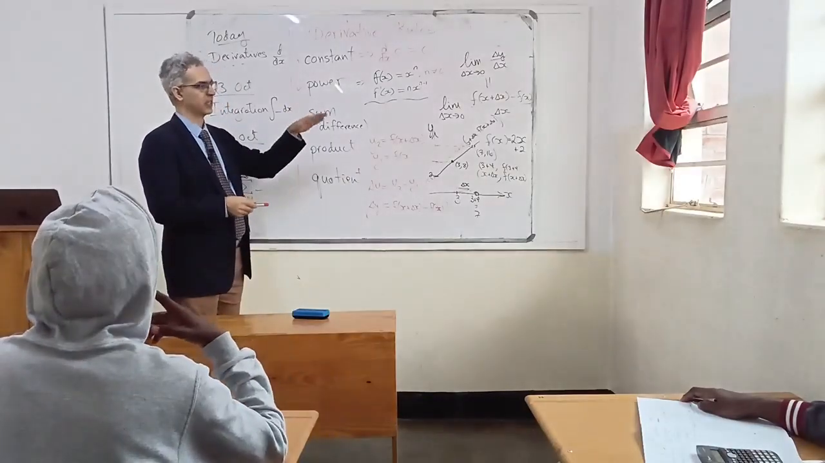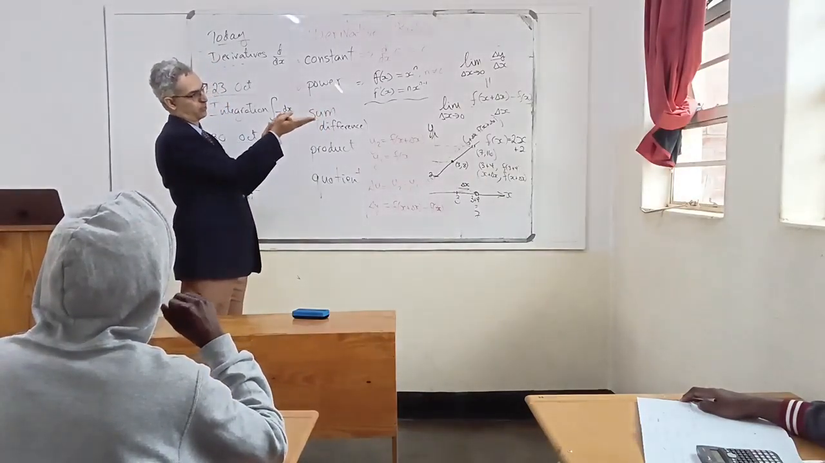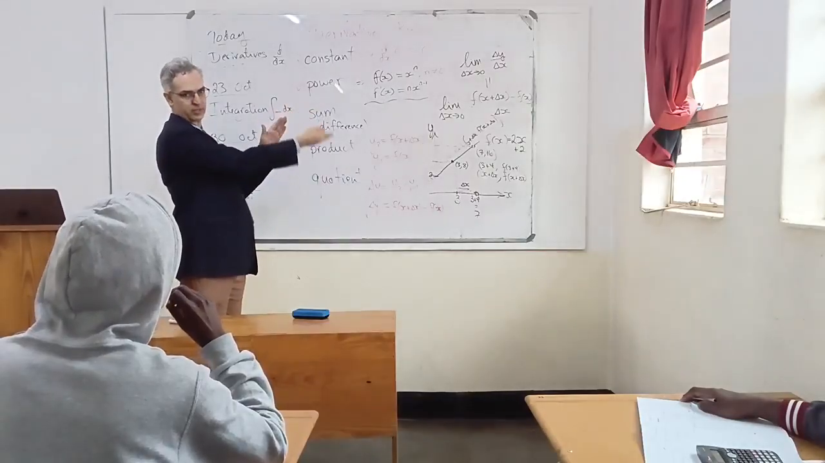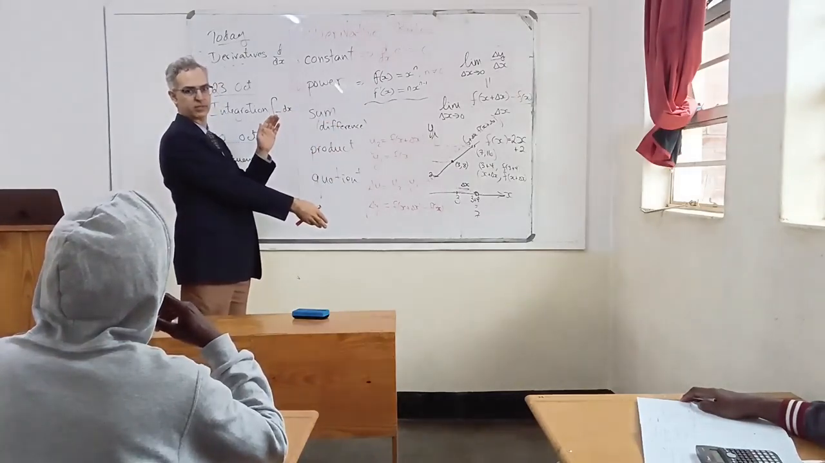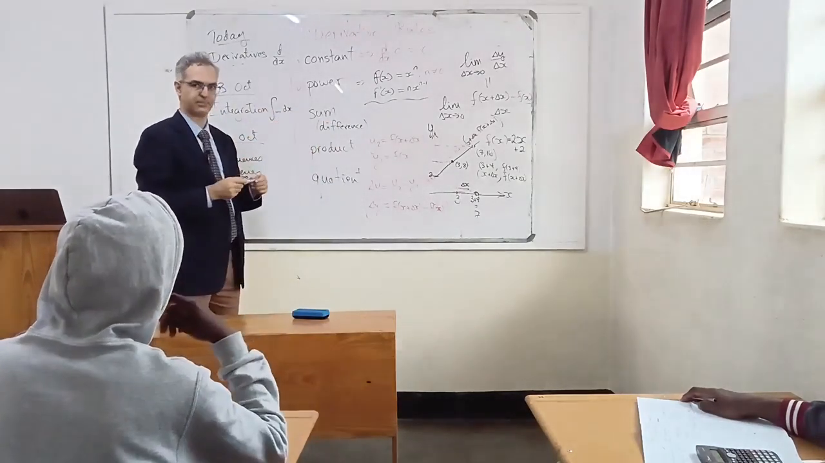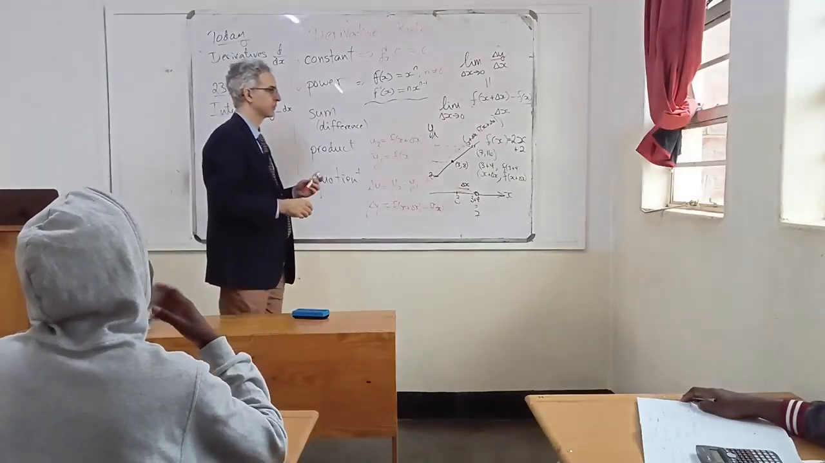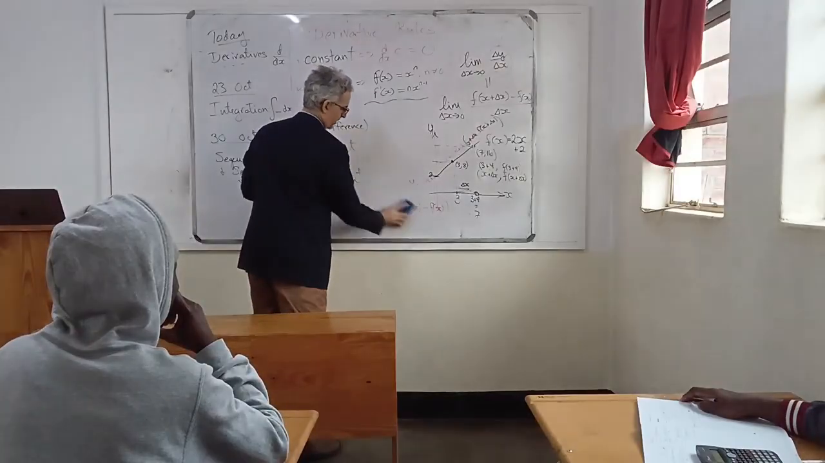The slope of the secants, as you choose different points, will change. You'll get this sequence of values. The limit of that sequence of values is the slope of the tangent. Let's finish the rules. Okay, so we're done with this part.